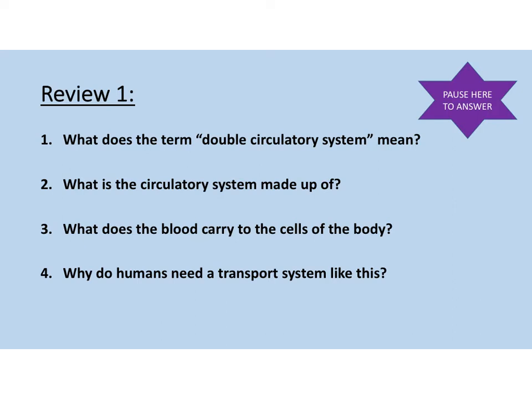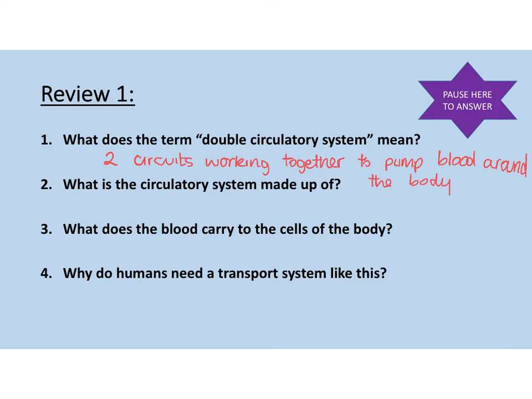Number 1, what does the term double circulatory system mean? And it means we have 2 circuits working together to pump blood around the body.